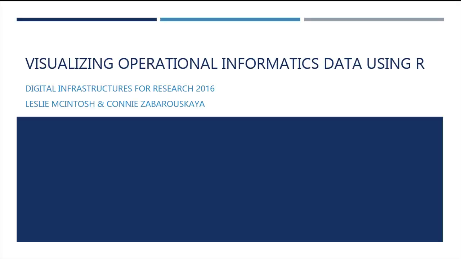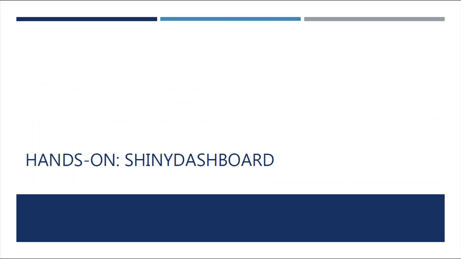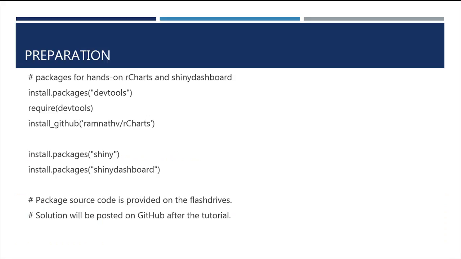Welcome back to Visualizing Operational Informatics Data using R. This is a hands-on tutorial on Shiny Dashboard package for R. By now you should have installed R, RStudio, and packages Shiny, Shiny Dashboard, DevTools, and RCharts. You can use the listed commands or follow the instructions to install these packages from source provided on the flash drives. For this tutorial, we use an R file called Hands-on Shiny Dashboard FD. It has some starter code for the tutorial and also some dummy data in a CSV file.